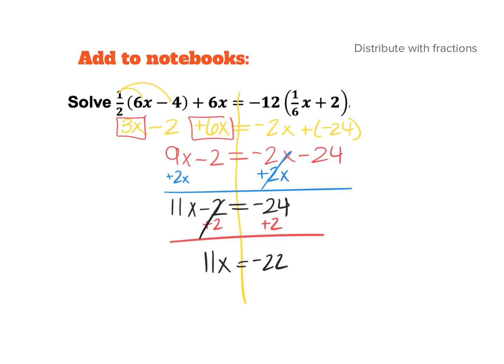Final step, we're going to divide both sides by the coefficient, leaving us with 1x. And on the right side, negative 22 divided by 11 is negative 2. So we get an answer of x equals negative 2. And you could plug that back in for x and see if the left side and the right side equal each other in order to check it. But for sake of time, I'm going to move on.